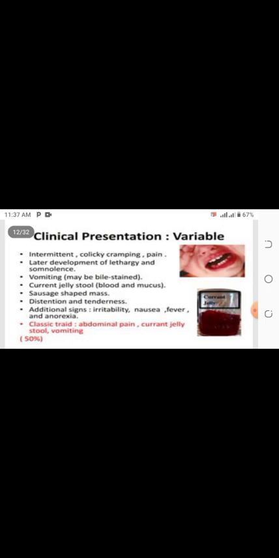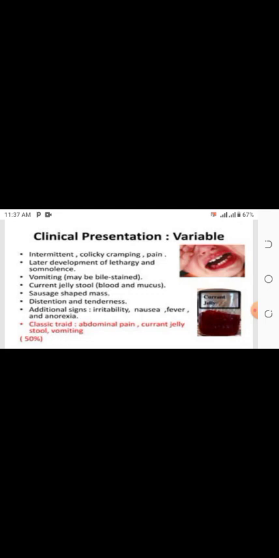The clinical presentation is really variable. Patients, mainly children, will present with intermittent colicky cramping pain. Later, there is development of lethargy and somnolence. It will come with vomiting, which is mainly bile stained, because mostly the obstruction is distal. That's why we have bile stained vomitus. Then they come with currant jelly stool. In simple terms, we will have blood in their stool.